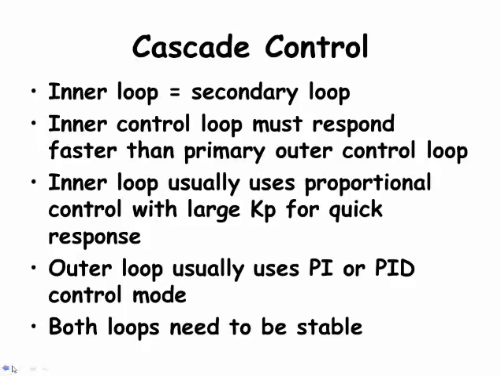Please remember that when I say cascade control, I really mean feedback plus cascade control. So the block diagram with cascade control will have two loops, the regular primary feedback control loop plus an inner or secondary loop. The inner loop responds faster than the outer loop. The inner loop usually uses proportional control alone with a fairly large Kp value. The fairly large Kp produces a quick response to changing errors. The outer, slower loop usually uses PI or PID control. Both loops need to be stable. We will talk about how to assess whether a loop or process is stable later.